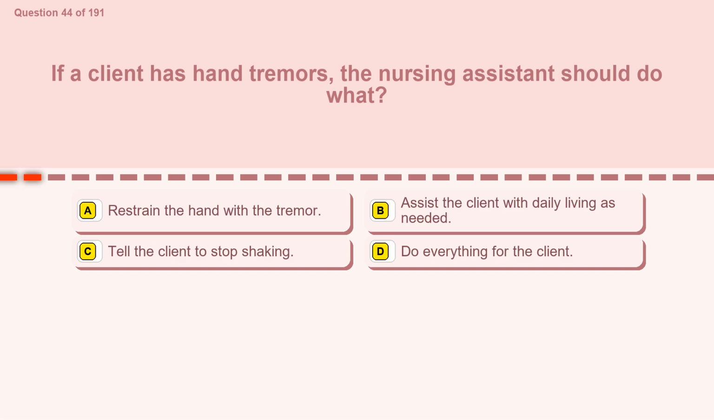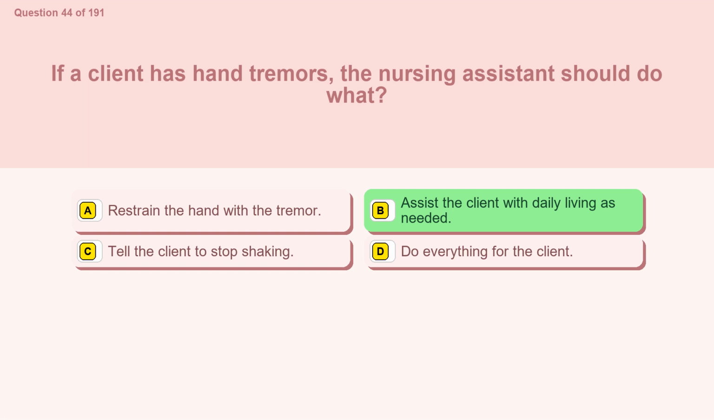Question 44. If a client has hand tremors, the nursing assistant should do what? Option A. Restrain the hand with the tremor. Option B. Assist the client with daily living as needed. Option C. Tell the client to stop shaking. Option D. Do everything for the client.